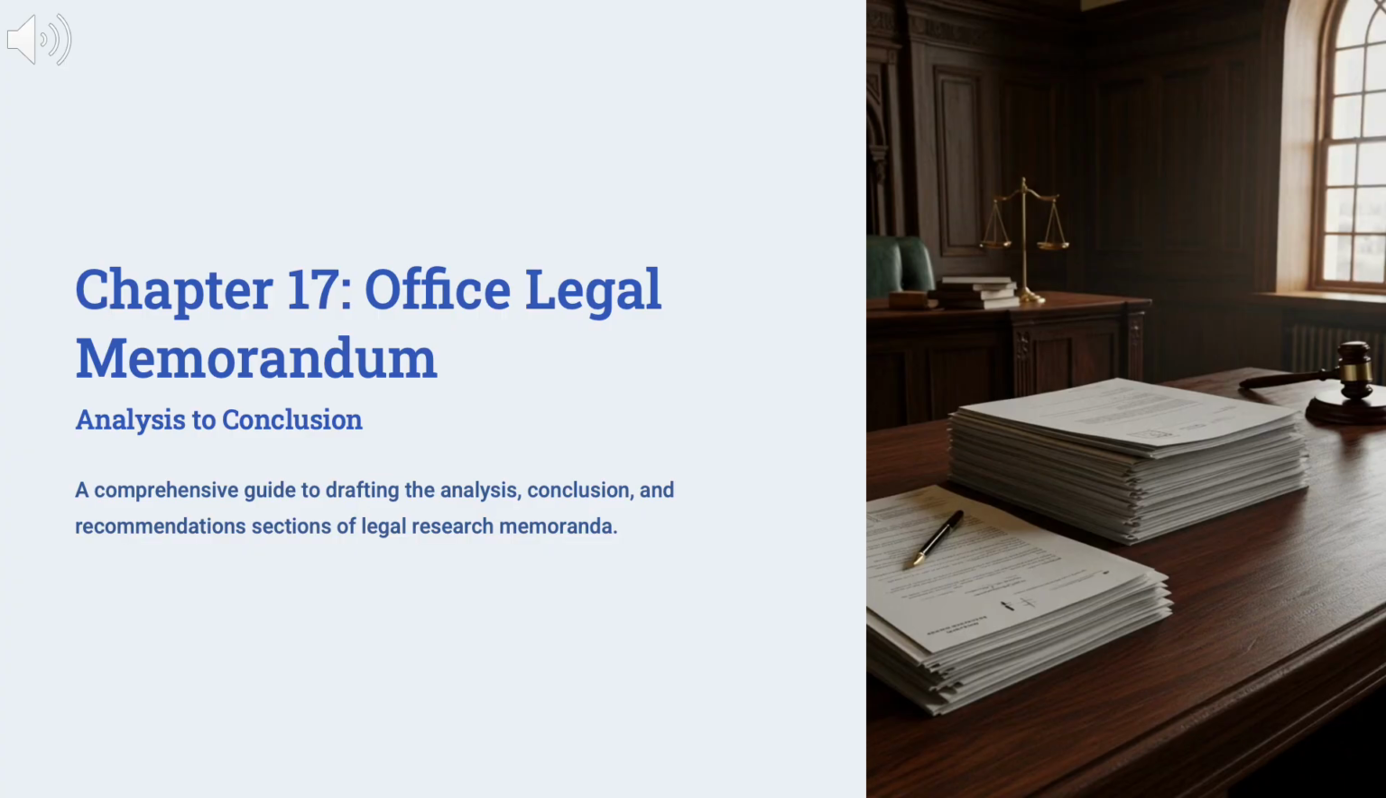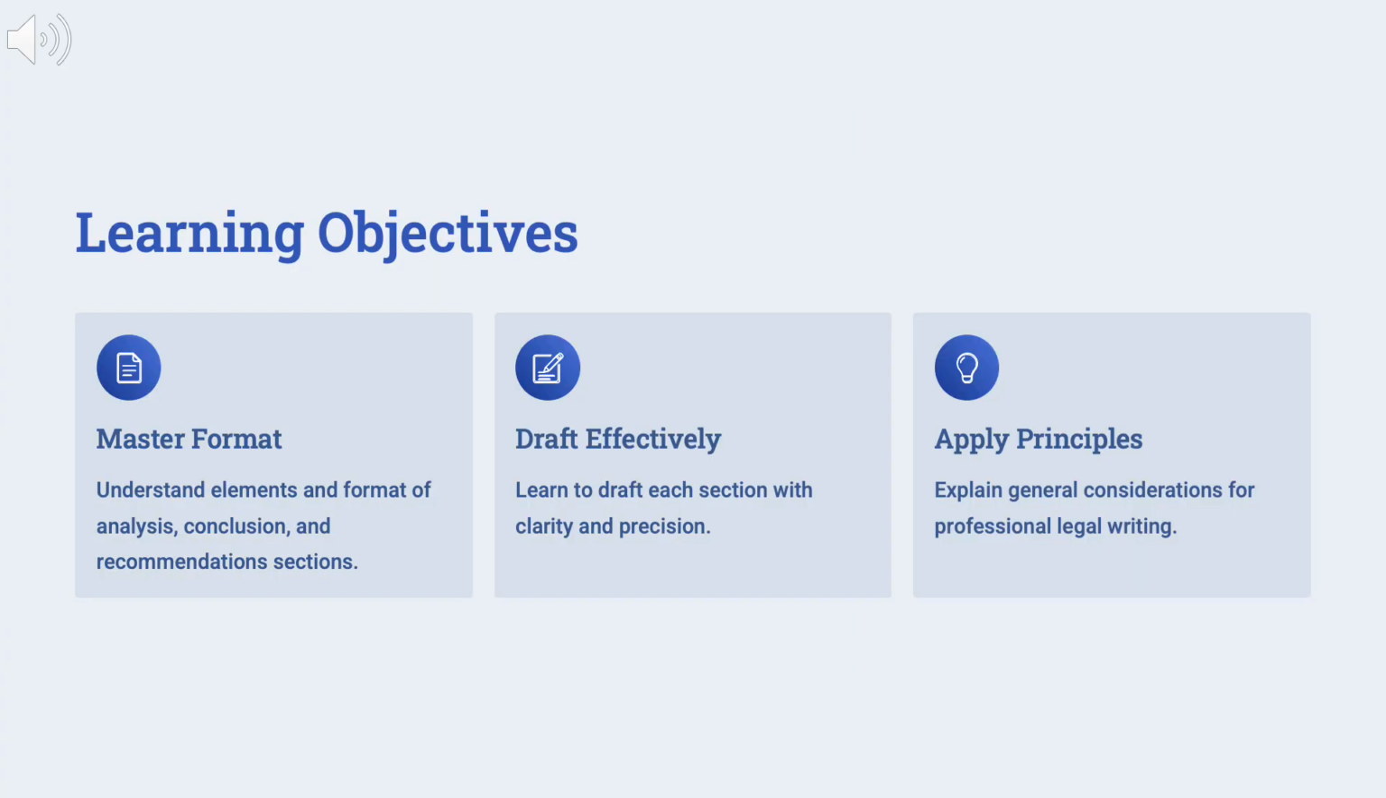The chapter case study, State versus Kent, involves a constructive possession question arising from a drug evidence scenario. That case will be used throughout the chapter to ground the analytical concepts in a concrete and realistic legal problem. The goal of this chapter is to equip students with the skills needed to draft a complete, professional, and analytically rigorous office legal memorandum.